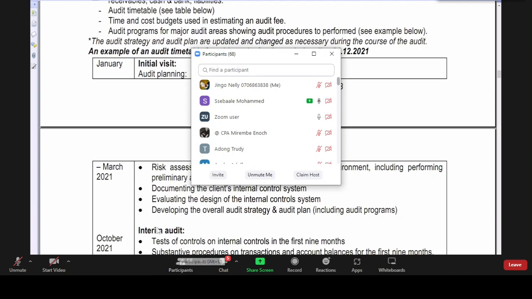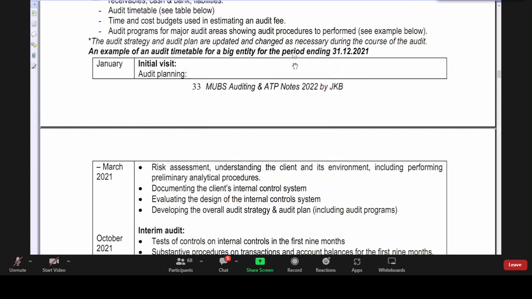Okay, so I wanted us to look at an example of an audit timetable. And here they are saying big entity, in January.